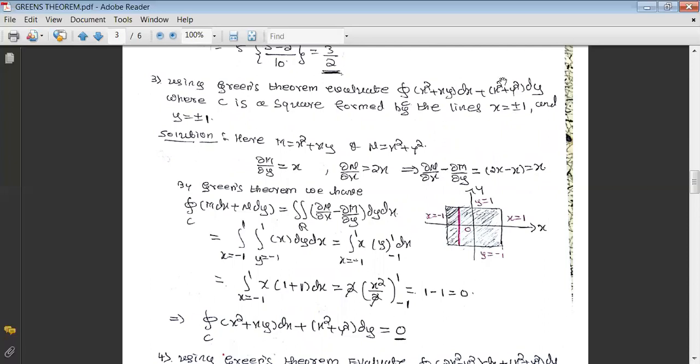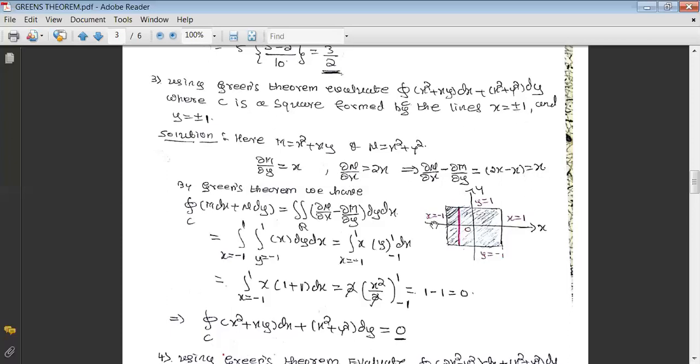Once we compare the given line integral with the LHS of Green's theorem, we find M as the coefficient of dx, that is x square plus xy, and N as the coefficient of dy, that is x square plus y square. Now we need the partial derivative of M with respect to y. For that, x is treated as a constant, x square becomes 0, x stays as it is, y with respect to y is 1. And one more, N with respect to x. When finding the partial derivative of N with respect to x, you have to treat y as constant. y square becomes 0, and this gives you 2x. Now you have to take the difference between the partial derivative of N with respect to x and that of M with respect to y. That gives 2x minus x, which equals x.